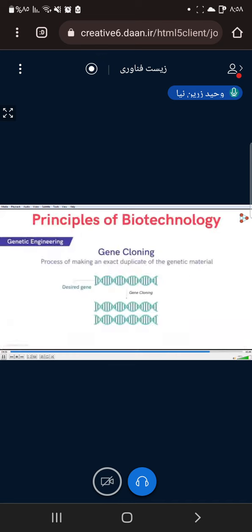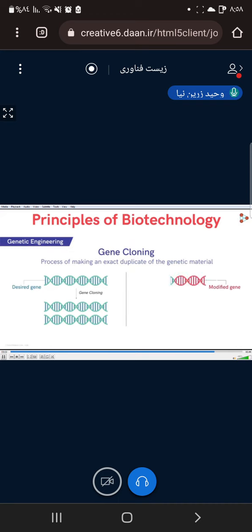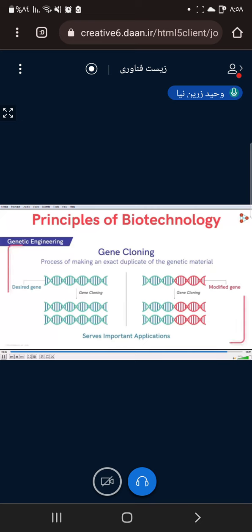This same logic applies for genes as well. Genes which code for certain extremely important proteins or even the newly modified genes can be copied several times. This process of making exact copies of genes is called gene cloning. And just as in this case, here as well, clones or copies of genes serve many important applications. This process of making copies of the genetic material falls under the umbrella of genetic engineering.